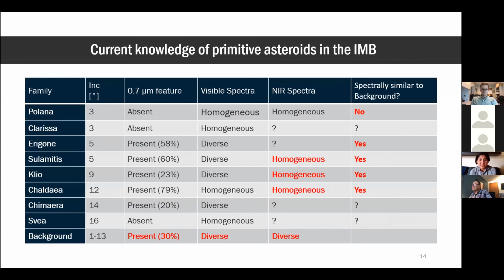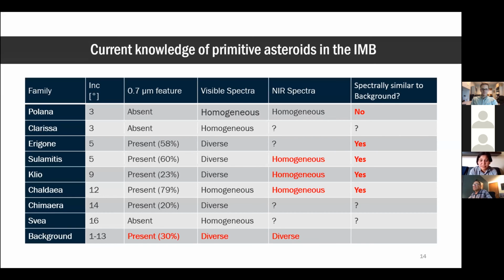And so this is the current state of knowledge of the primitive inner main belt families. The first thing to note is that from our sample of the background, we saw that the background showed 30% of objects with a 0.7 micron feature, which is roughly on par with the amount of hydration in the families. We found that the background population is spectrally diverse at both visible and near-infrared wavelengths, which is different because all of the families in the near-infrared so far have been homogeneous and indistinguishable from each other.